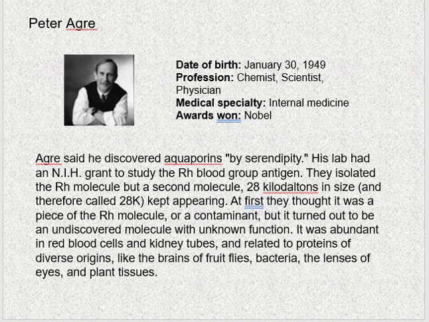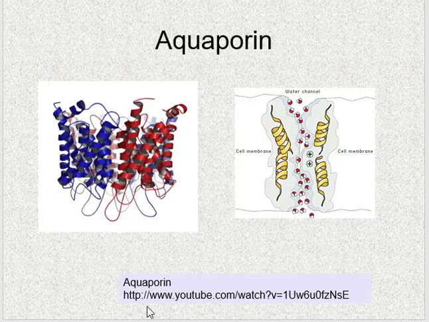Peter Agre discovered this while researching the Rh blood group antigen. They isolated the Rh molecule, but then found a second molecule. At first, they just thought that it must be a piece of the Rh molecule, or a contaminant, but it turned out to be something that had yet to be discovered, which we now know is an aquaporin. Go ahead and take a look at this video on aquaporins just to see a little bit more about how they look and how they function.